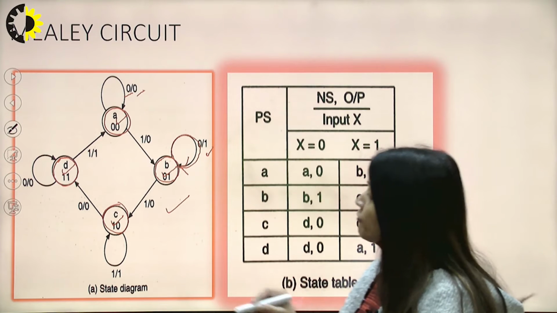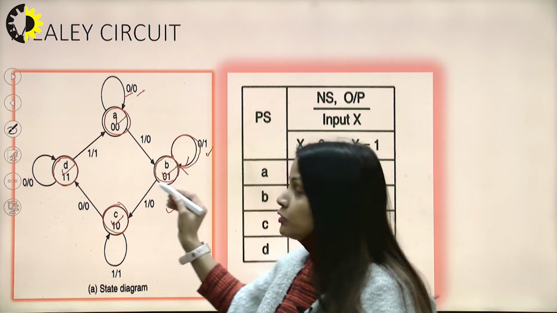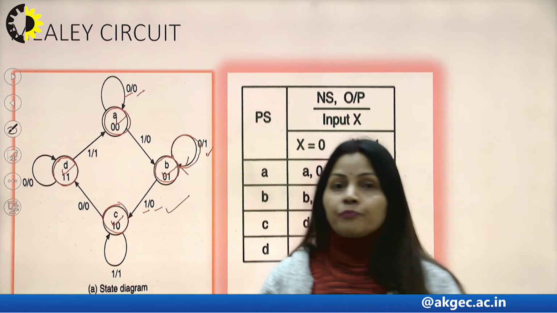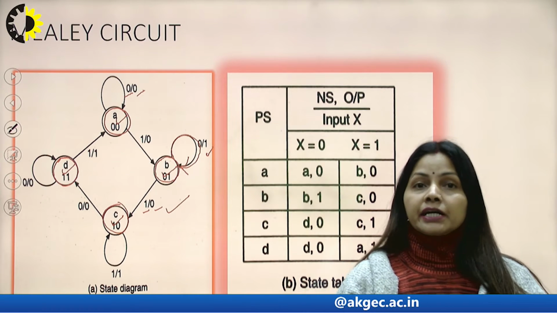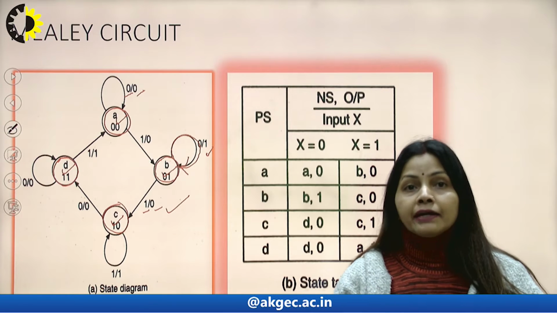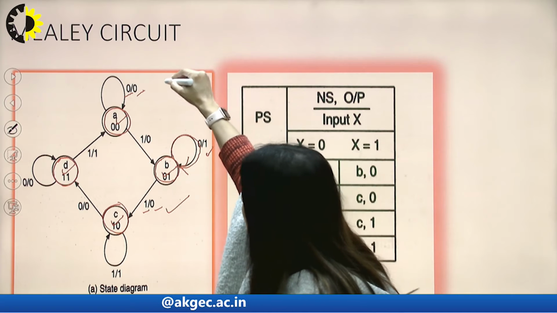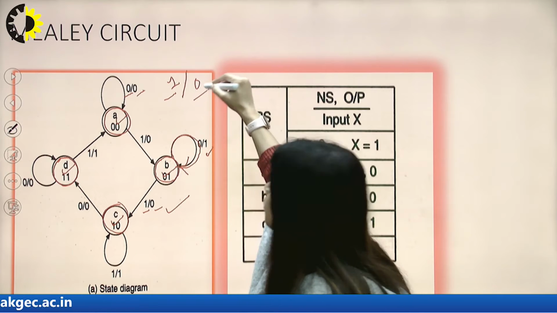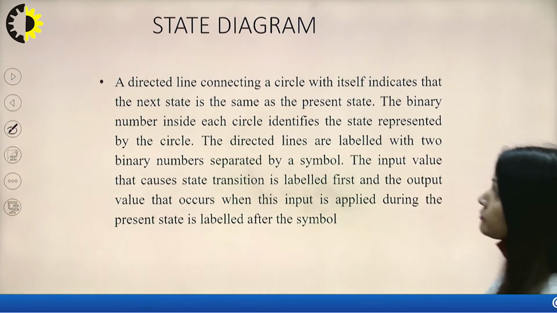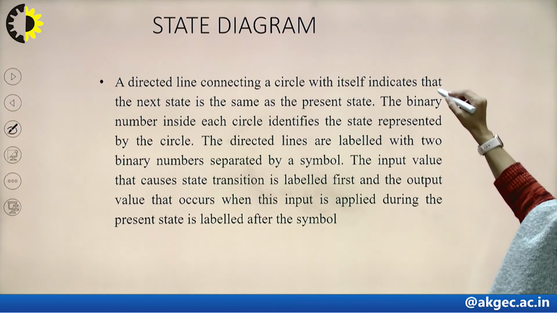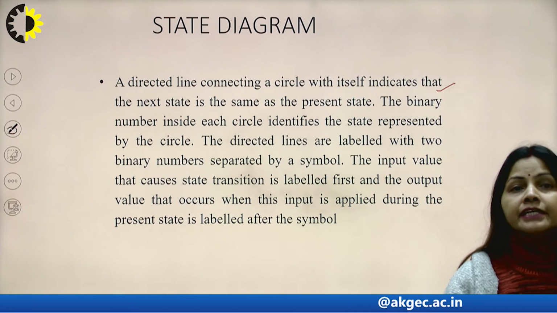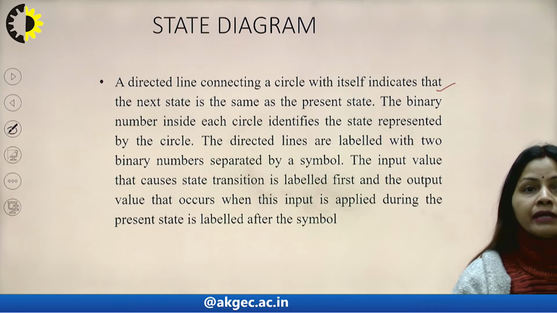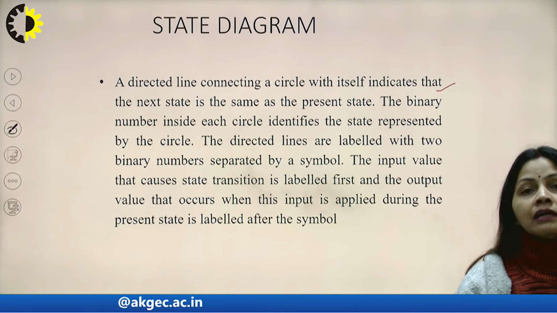Now from state B to state C, state switching. Here input is 1 and the output is 0. Input and output are represented on the line, and if we write 1/0, that means it represents input 1 and output 0 on the line. A directed line connecting a circle with itself indicates that the next state is the same as the present state. If the arrow returns to its own state, then we call it a circle returning to its own state.